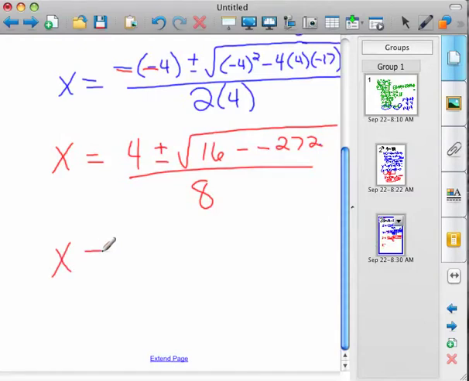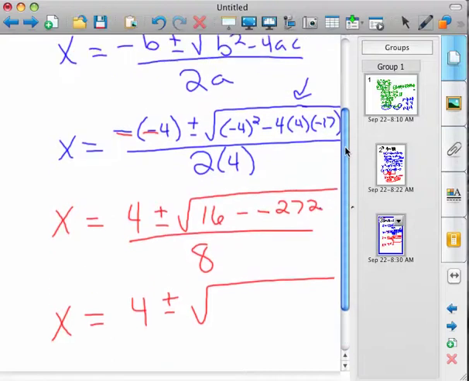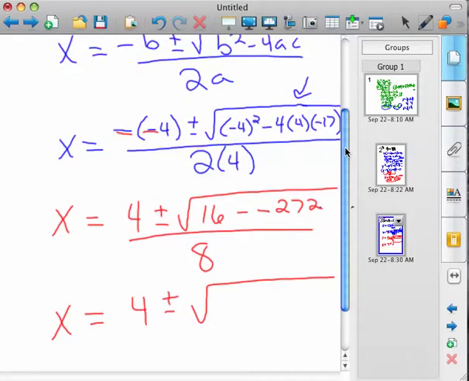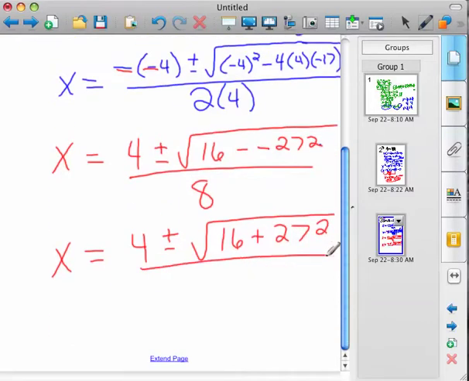So x equals 4 plus or minus the square root. Oh, what's that? Because you have that negative 17. Ah, right. Good question. Back here, why is this a negative 272? Well, you've got a negative 17, and then there's a minus in front of the 4. So we've got minus a negative 272, which makes it, hopefully you know, just 16 plus 272 all over 8.